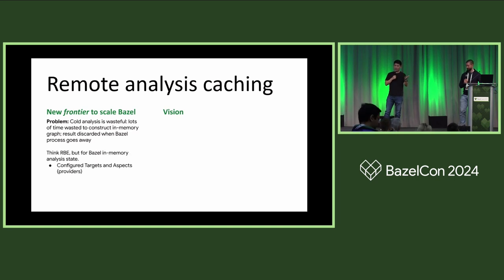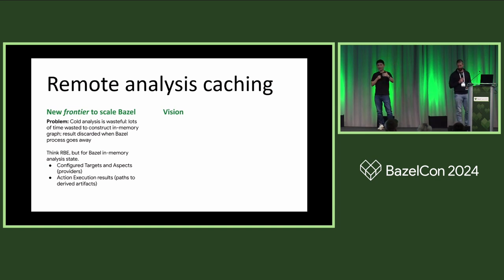So we think like RBE, where the results are cached remotely, but we do it for Bazel's internal state. The state that we care about here are configured targets, aspects, and also even the execution phase. So like what Bazel sees when the action finishes, which is just the paths to the output artifacts.